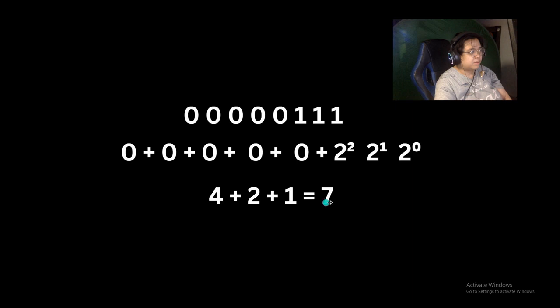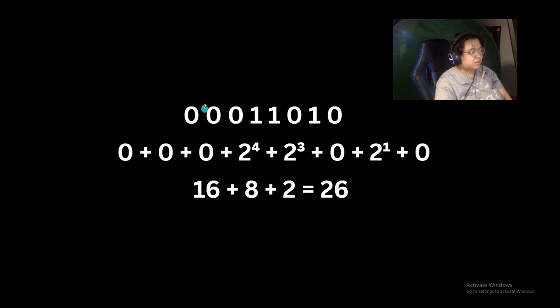For the next one, we have 0, 0, 1, 0, 0, 1, 0, 0. These are all zeros, plus 2 to the power of 5 and 2 to the power of 2, which are 32, plus 4, which is equal to 36.